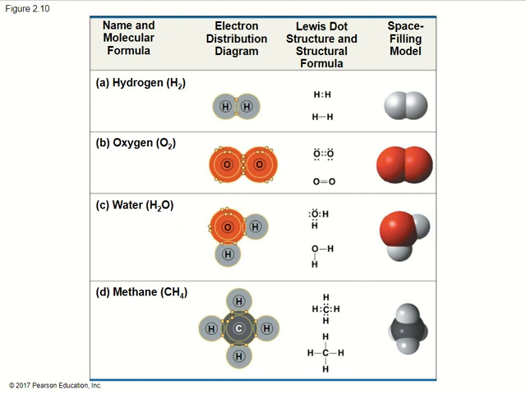What we have here are examples of molecular hydrogen, molecular oxygen, water, which is from 2 hydrogen atoms and 1 oxygen atom, and methane, which is 1 carbon and 4 hydrogen atoms.